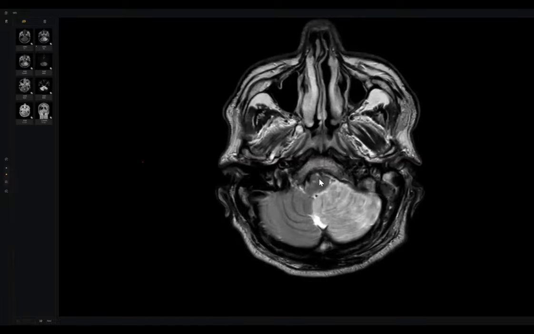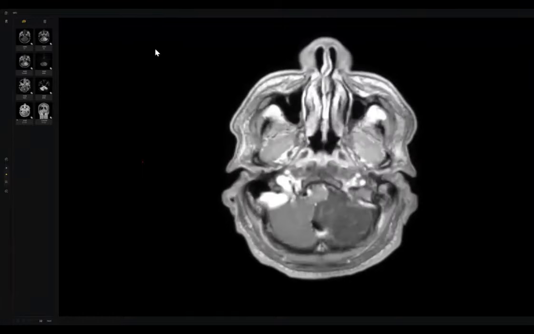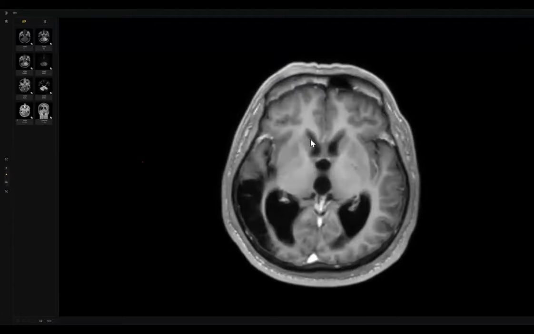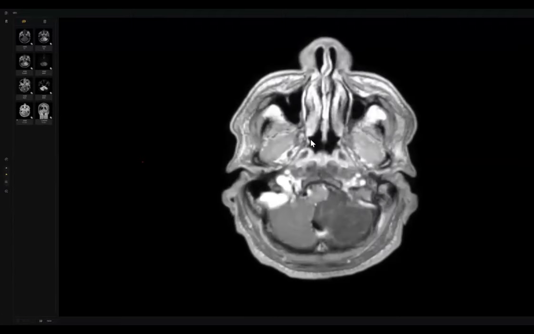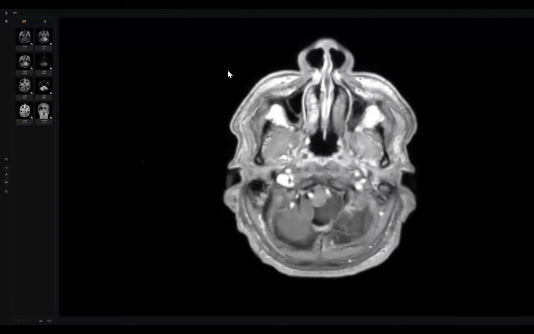I would like to see the post contrast images and DWI images of this. What do you think? On the post contrast, it has no significant enhancement. So this could be a cerebritis or could be a tumor, so I would like to see the DWI images to see if there is a diffusion restriction.